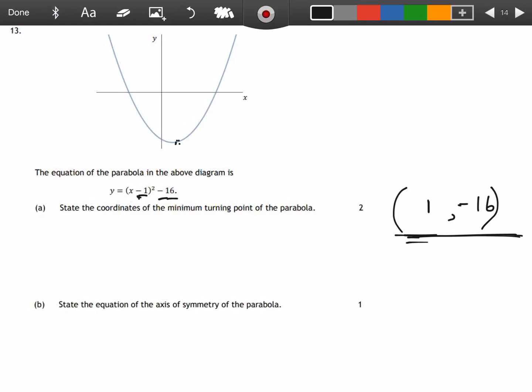Okay, part B, what's the equation of the axis of symmetry? The axis of symmetry is an equation that begins with x equals. The axis of symmetry comes all the way down here, right through the turning point, right through your x value on the turning point. And remember, we've just worked out x is 1. That's your equation of the line of symmetry.